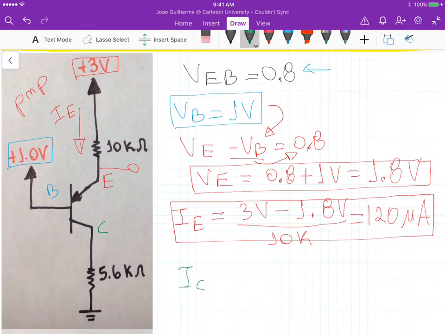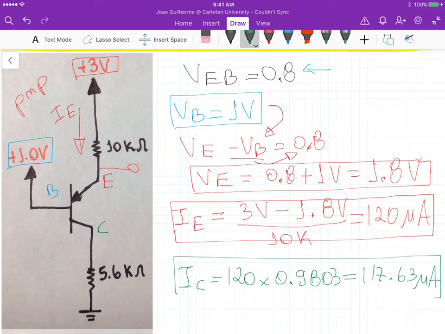Okay, now we can calculate IC using alpha again. So this is 120 times 0.9803, which gives us, let me see, 117.63 microamps. This is IC.